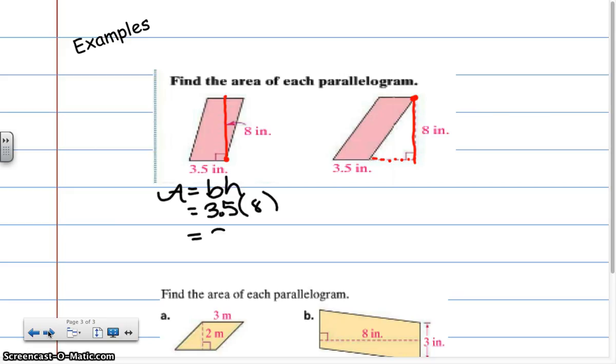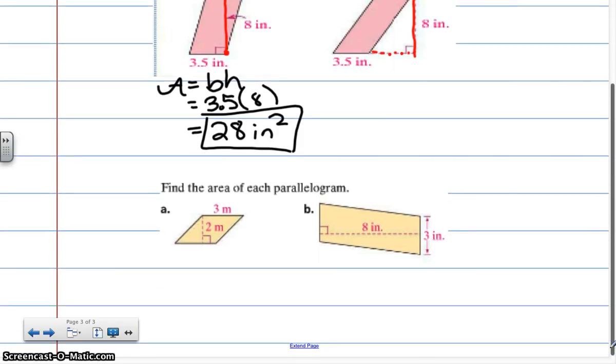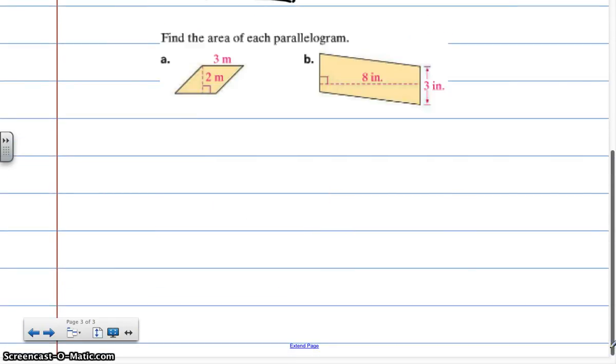That's equal to an area of 28 inches squared. Now keep in mind that all area is squared. The next example, finding the area of this little parallelogram. Again, area is base times height. My base looks like it's 3. My height, I can tell because I formed a 90-degree angle, is 2. So I am 6 meters squared.